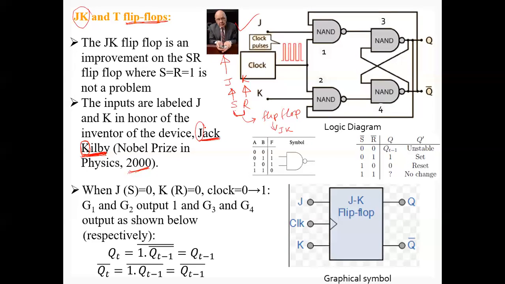So why do we need to modify the SR flip-flop? That's the main reason behind the modification. The reason is, in the SR flip-flop, remember, S equals R equals 1 is a problem. That's illegal. S equals R equals 1 is illegal.